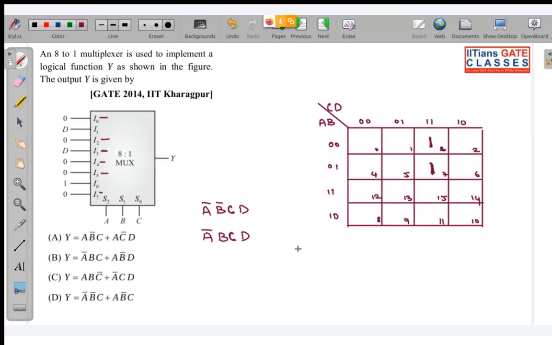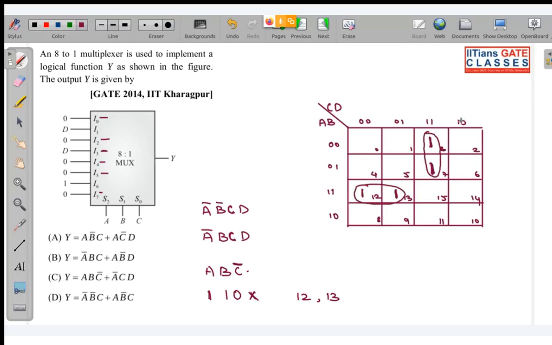I6 it is 1. So how can I represent I6? So that will be A B C complement, and this is 1. So I can write it 1 1 0 cross. So this will either correspond to 12 or this will correspond to 13. So mark this also. So now you have one group of 2 and one more group of 2 like this.